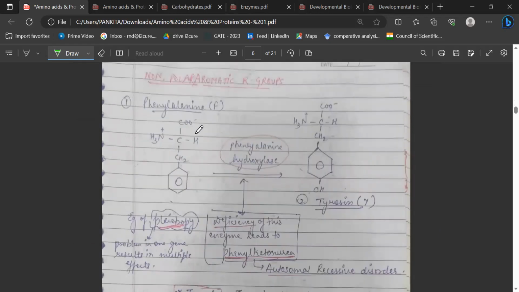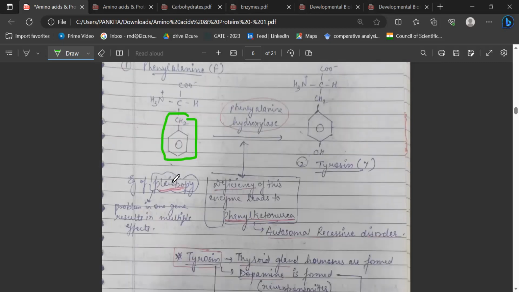So we have here phenylalanine, represented by F. As we can see, we have a non-polar aromatic R group here, which is CH2 attached to the benzene ring. And when this phenylalanine is acted upon by the enzyme phenylalanine hydroxylase, it converts into tyrosine, which again contains the non-polar aromatic R group. So, deficiency of phenylalanine hydroxylase leads to a disease called phenylketonuria.